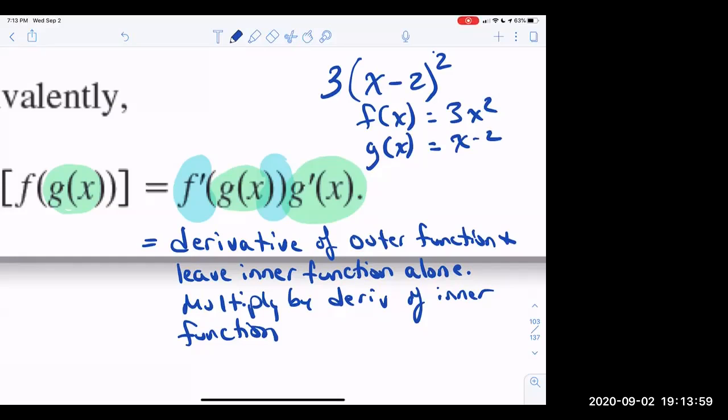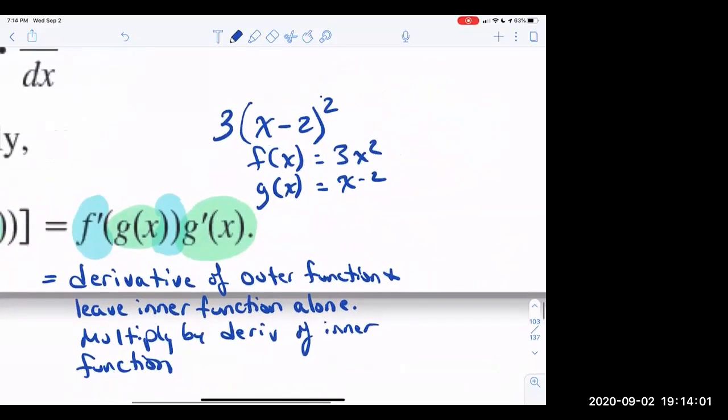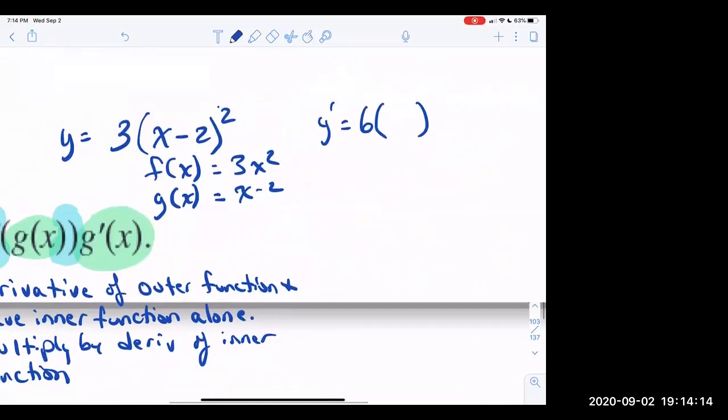Okay? So if I wanted to take the derivative of this, then I would take the derivative of the outer function. What's the derivative of the outer function? 6 times x, right? And I would leave that inner function alone. See how this just goes down to 1, right? And then multiply it by the derivative of the inner function, which is just 1. Okay.